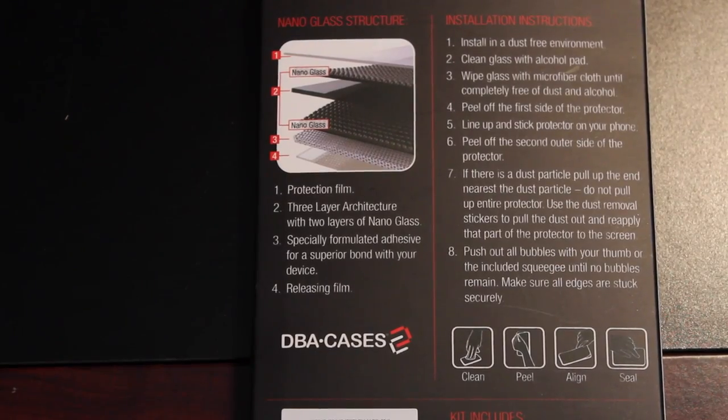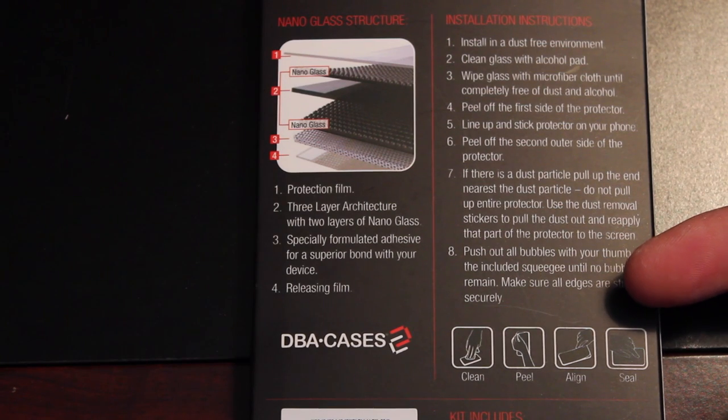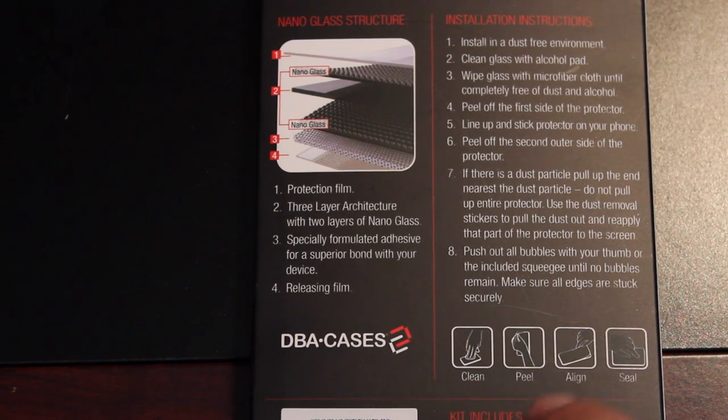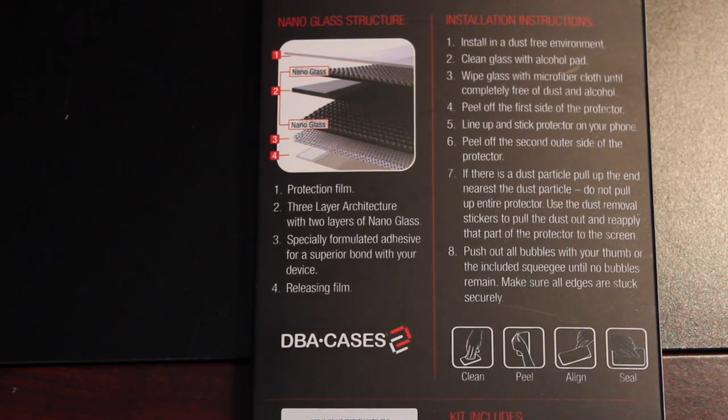Real quickly, we'll look at the back of the packaging. You do have full instructions on how to install the screen protector. You can see it's pretty easy. We're going to clean it, peel the protective side, align and stick, and then we'll seal and peel the other side off. And you can see how it's built. So you actually have two layers of nano glass surrounding the screen protector itself. So it's going to feel like glass.